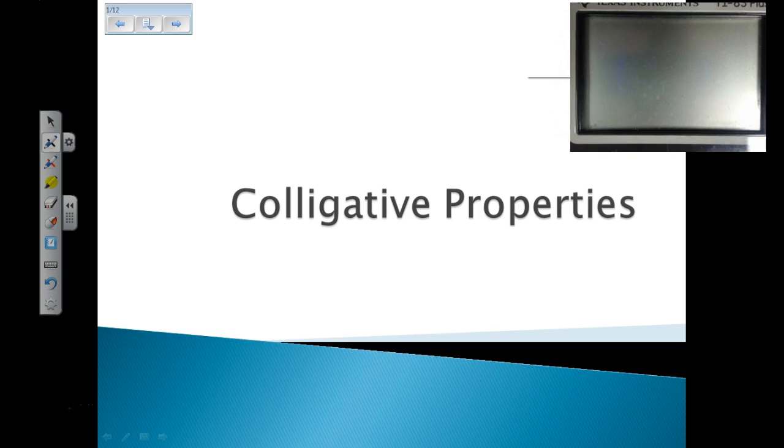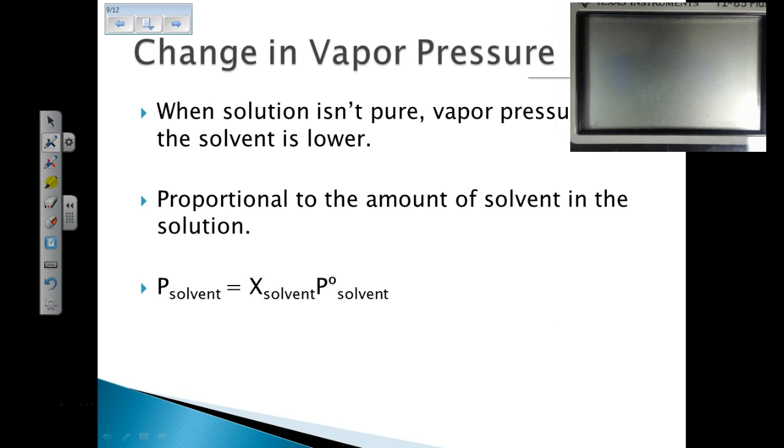Everybody, I wanted to spend a little time talking about colligative properties, and in this video we're going to address vapor pressure lowering. When you have a pure solution, the balance between the particles jumping off into the vapor state and back into the liquid state is the solvent's vapor pressure.